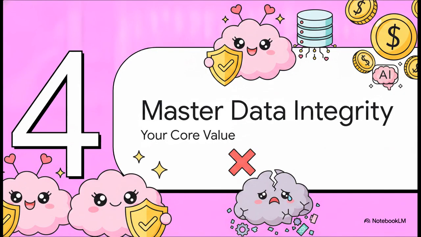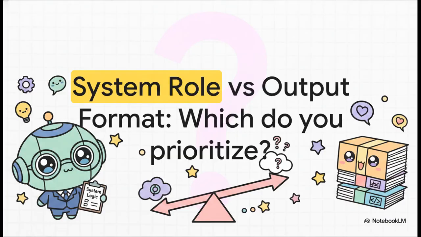All right, Section 4, Mastering Data Integrity, your core value. And this brilliantly illustrates our next point. Let's put your consultant hat on for a second and really think about this. System role versus output format. Which conflicting logic constraint do you prioritize? If a prompt gives the AI a specific persona, but then also demands a rigid formatting output that explicitly contradicts that persona, what do you do? Building the future of intelligence means figuring out how to navigate these really tough conflicts.